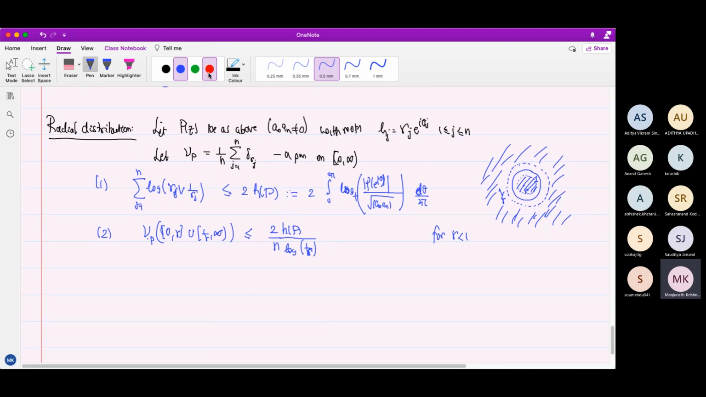Okay, so as a corollary, maybe it is easier to interpret if you have a sequence of polynomials. So as a corollary, suppose p_n of z is a sequence of polynomials.